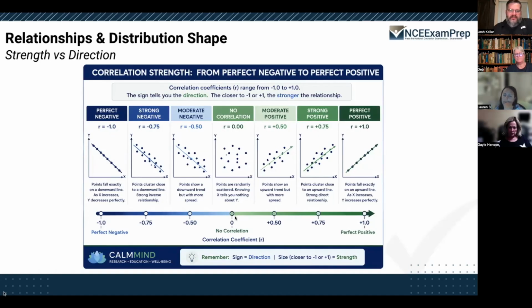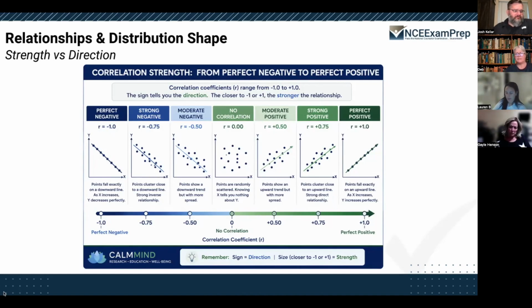0.05 is right here. Okay, right? Yep, that's what I thought. 0.05 is right here, right? So there's little to no correlation. Just because it has a positive sign on it doesn't mean anything if it's not far from zero.